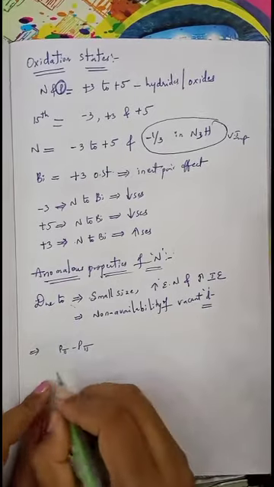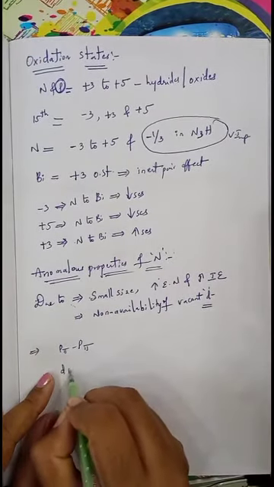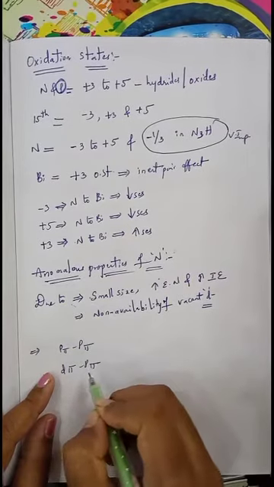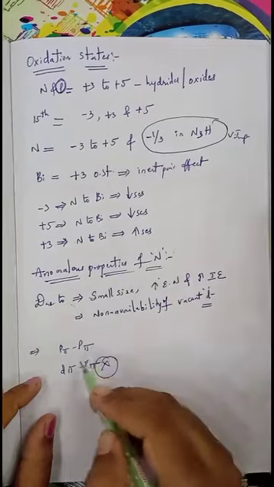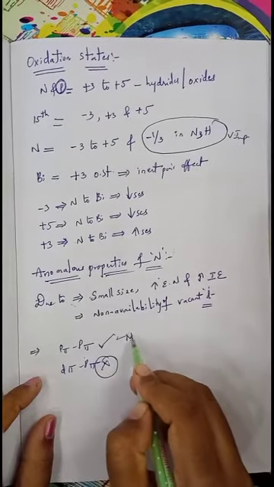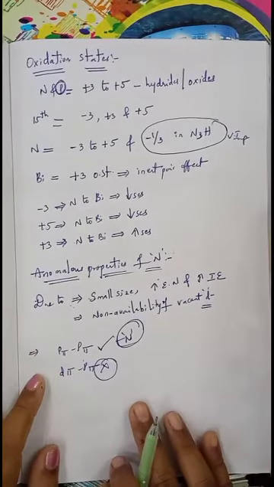Whereas other elements like phosphorus, arsenic, antimony and bismuth can show d-pi-p-pi bonding. They can form this d-pi-p-pi bond. It is not possible in nitrogen. This is about the anomalous behavior of nitrogen, one example of anomalous behavior.